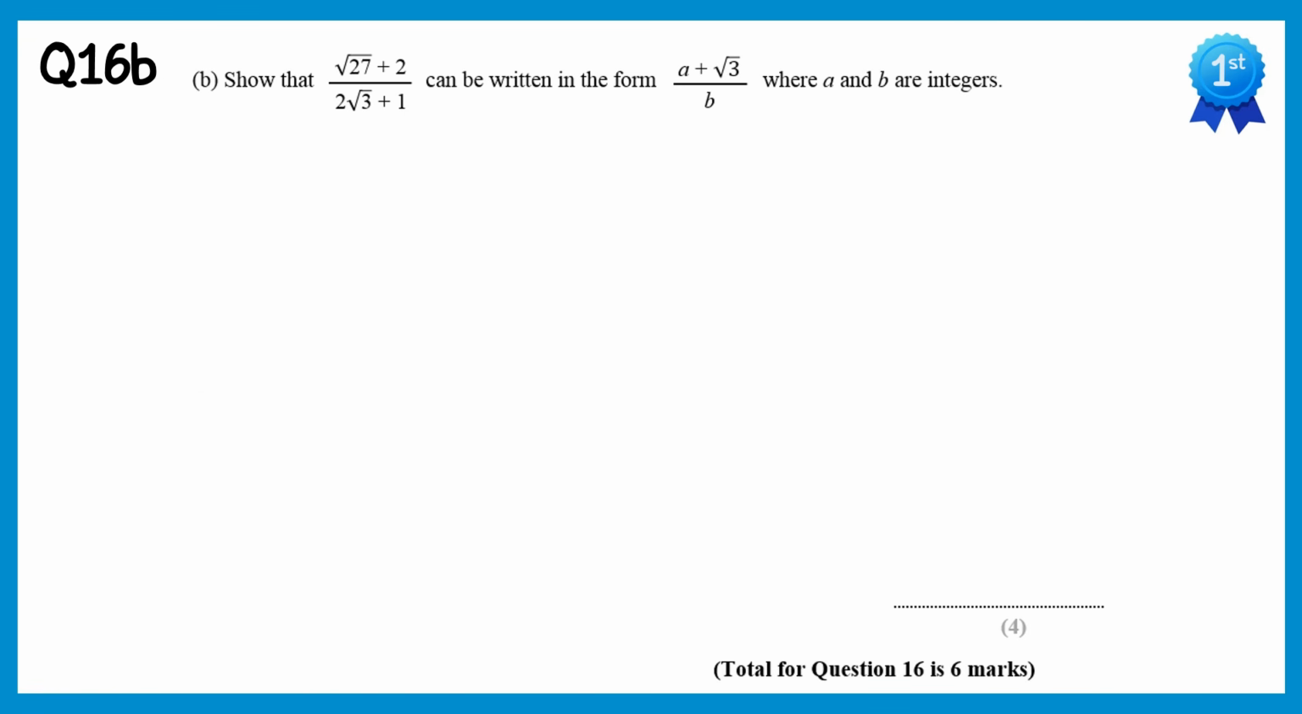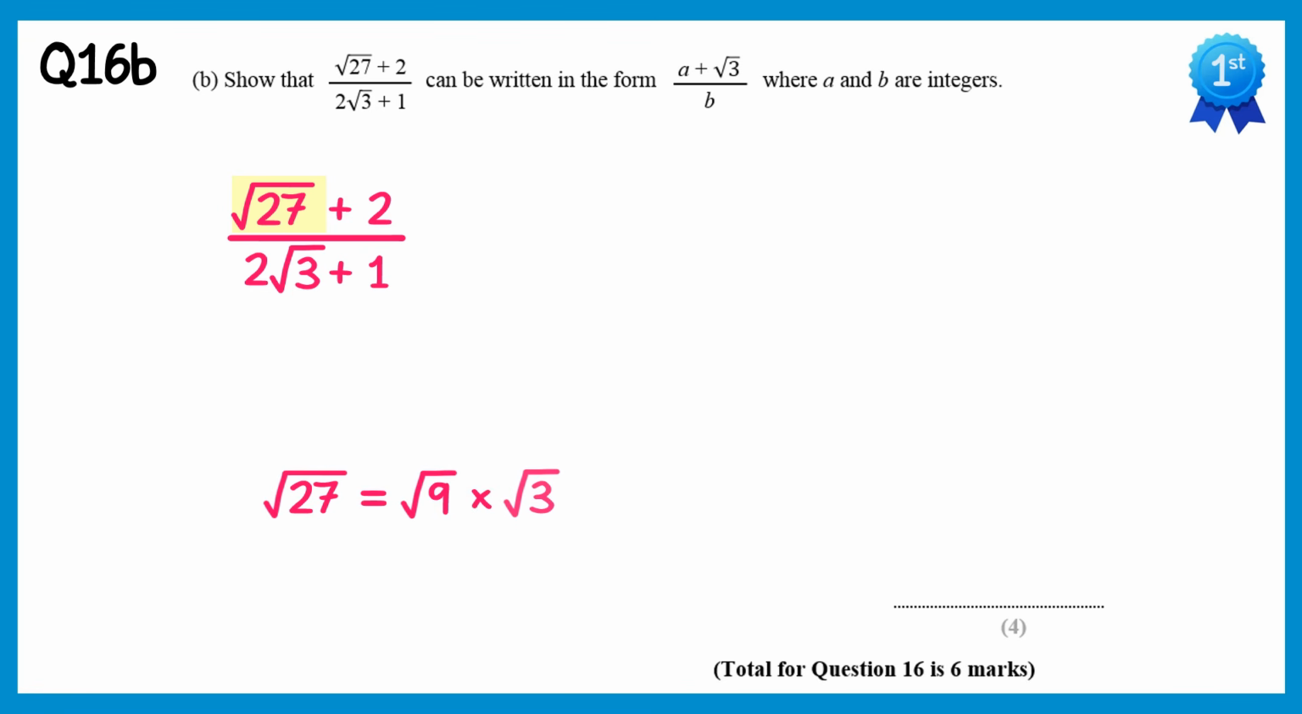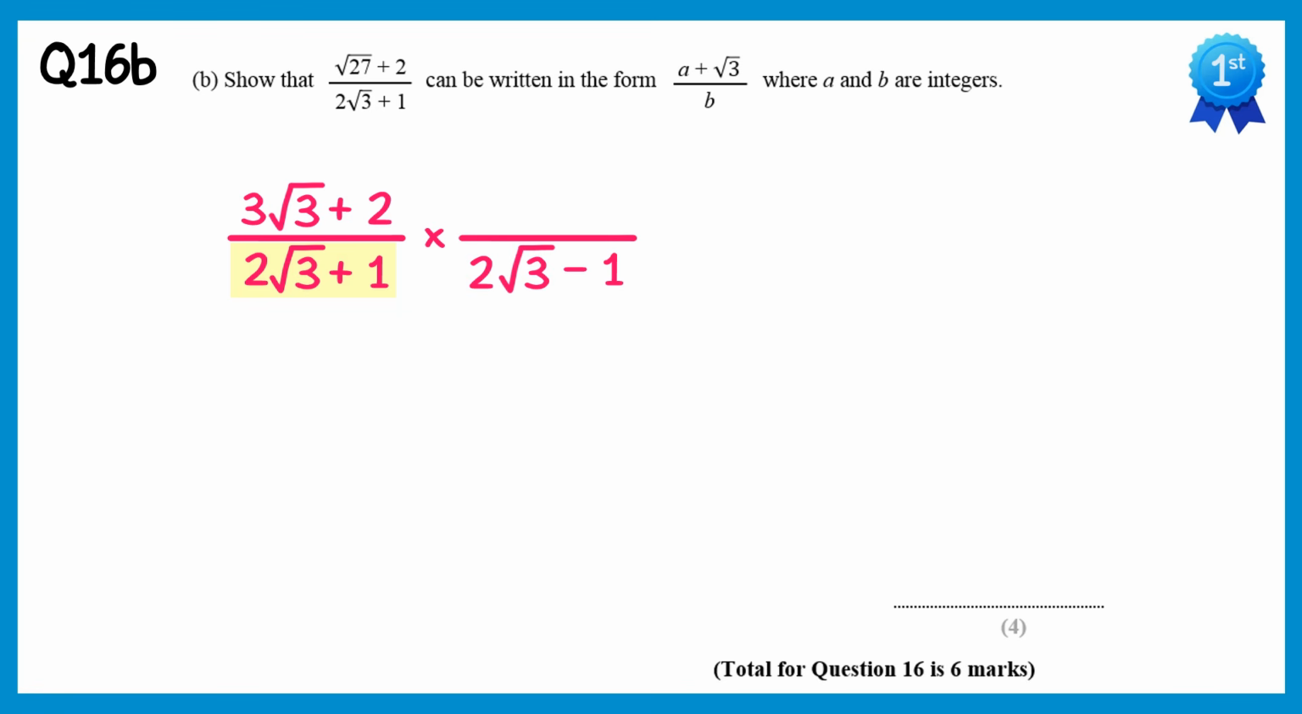For this question, we need to do some simplifying of surds. I'll start with this square root 27 here. Square root 27 can be written as square root 9 times square root 3. But square root 9 is equal to 3, so this is just 3 root 3. So we can replace square root 27 with 3 root 3. We can now try and rationalise the bottom. There's a surd here, but we don't want a surd there in the answer. So we'll times both top and bottom of this fraction by 2 root 3 minus 1. Notice this is the same as the bottom, I've just changed the sign.